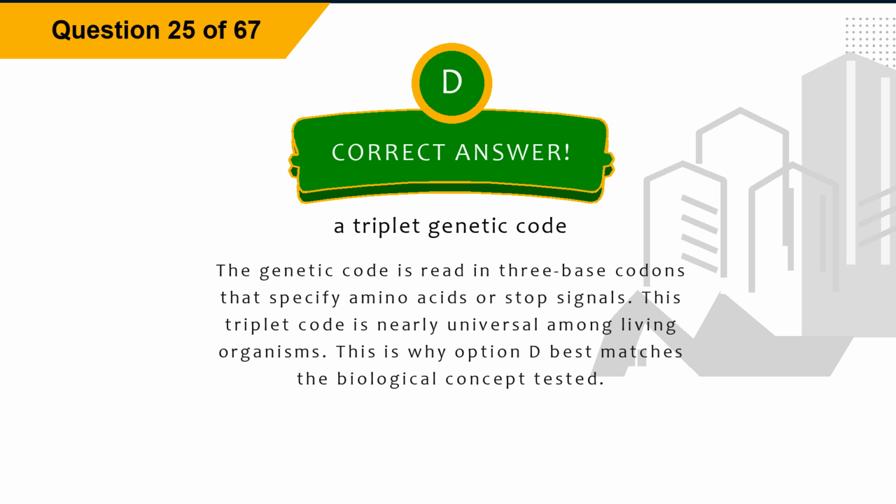Explanation. The genetic code is read in 3 base codons that specify amino acids or stop signals. This triplet code is nearly universal among living organisms. This is why option D best matches the biological concept tested.